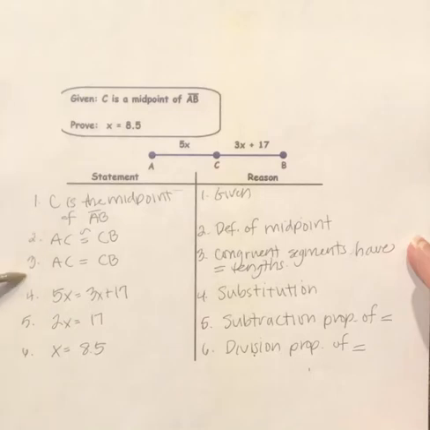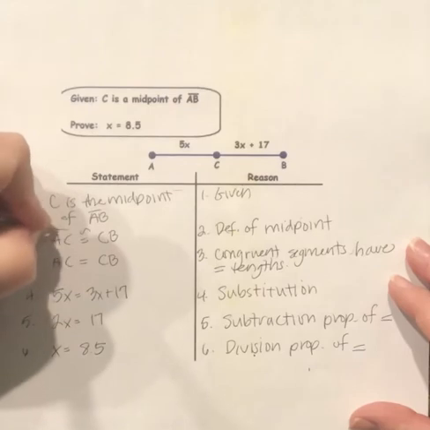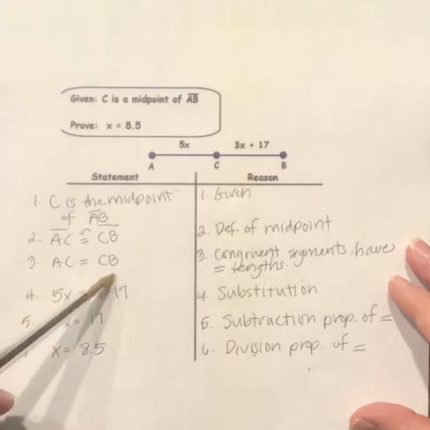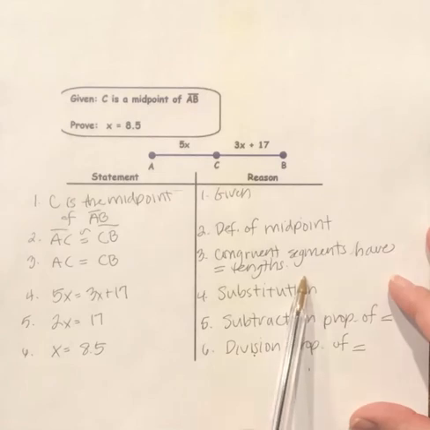Where I'm going to go from there, because again, I can see where I'm going. I can see that I need to set up an equation to be able to solve for X. So once I've stated the geometric relationship, I can move into the algebra. Well, I know that if segment AC is congruent to segment CB, maybe I'll even mark that as segments, then I know that really the length of AC equals the length of CB. And I know that because congruent segments have equal lengths.